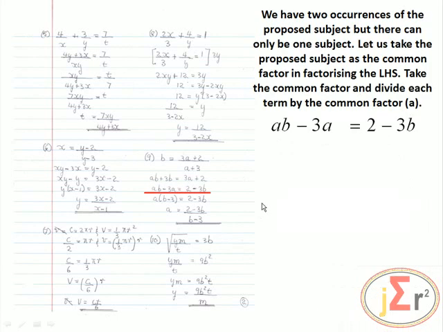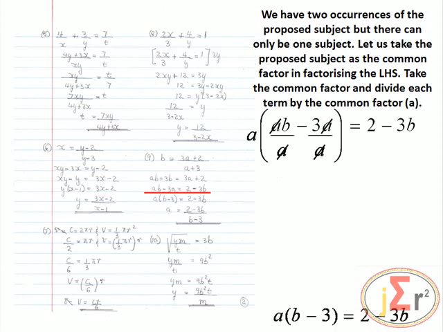What do we do next that we have two occurrences? What do we always do when we have two occurrences? We have two occurrences of the proposed subject, but there can only be one subject. Let us take the proposed subject as the common factor in factorizing the left hand side. Take the common factor and divide each term by the common factor, and the common factor that we are using is a, which is the proposed subject. And what do we know? Those are gone. B minus 3 is that other factor.